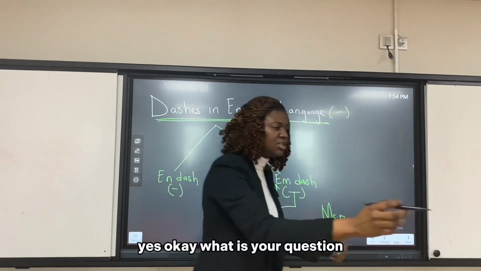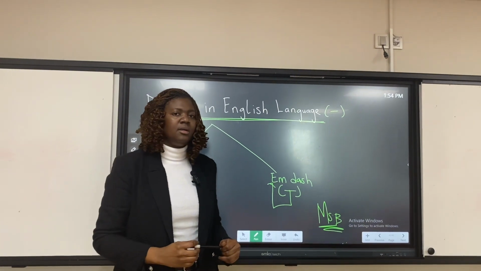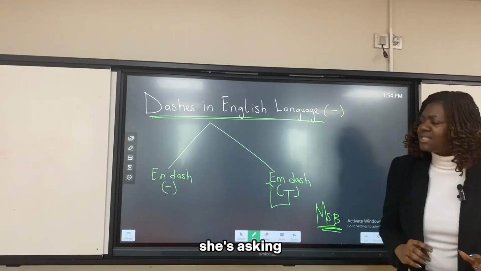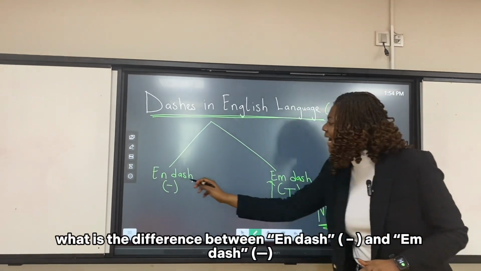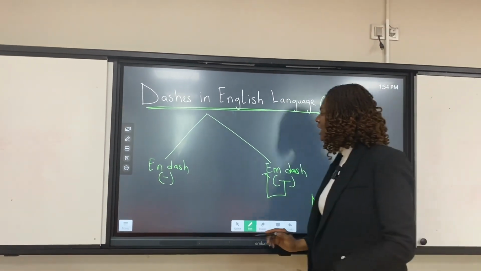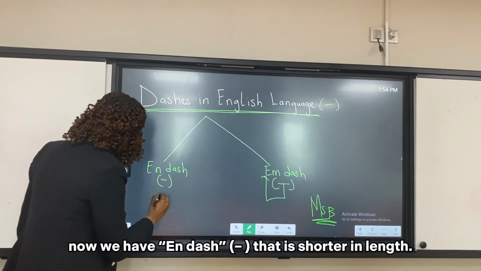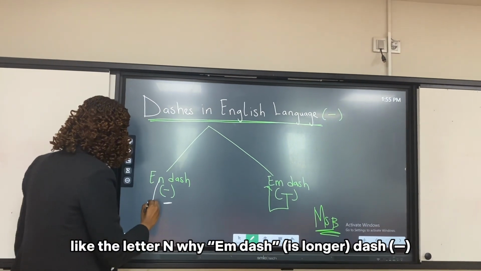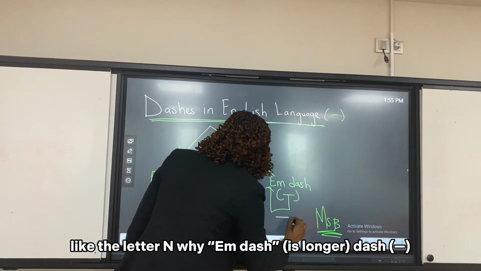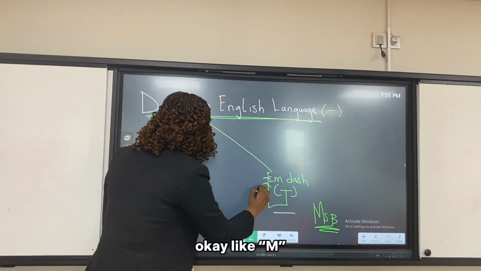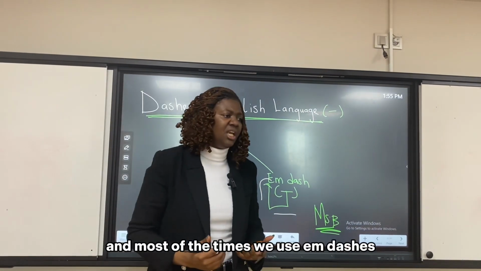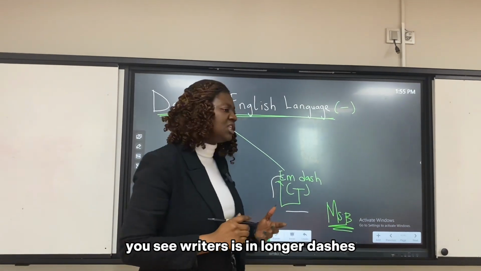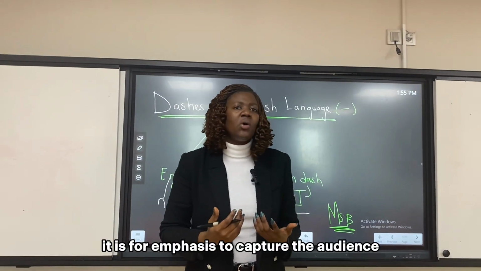Yes. Okay, what is your question? What is the difference between an N dash and an M dash? Perfect. This is a good question. She is asking, what is the difference between an N dash and an M dash? The N dash is shorter in length, like the letter N, while the M dash is longer, like M. And most of the time we use M dashes in stories. When you read books, you see writers using longer dashes. It is for emphasis, to capture the audience, okay?